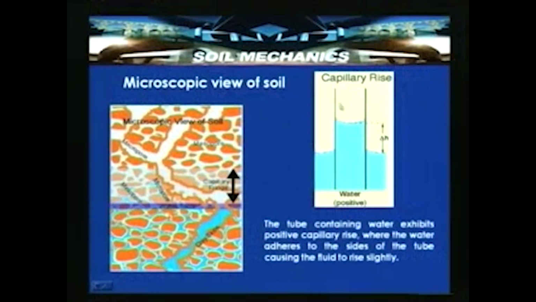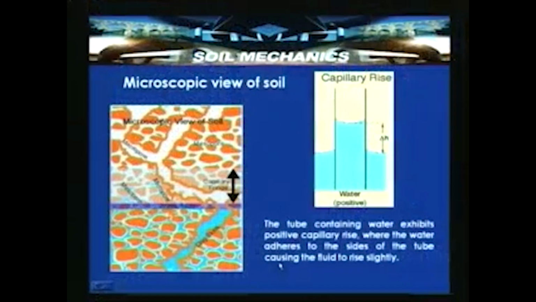If you can see here, this is a tube and the menisci is formed because of the attraction. The tube containing water exhibits the positive capillary rise, where water adheres to the side of the tube causing the fluid to rise slightly. Suppose in this case you substitute mercury, then the behavior is slightly different. Instead of rising, it exhibits something like sinking.